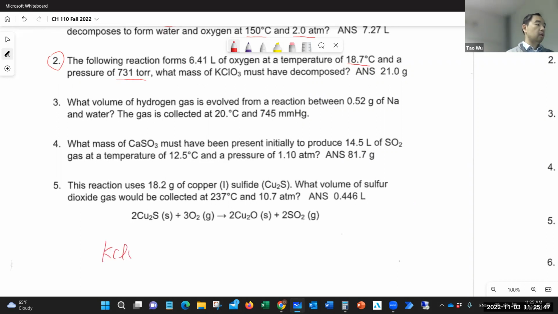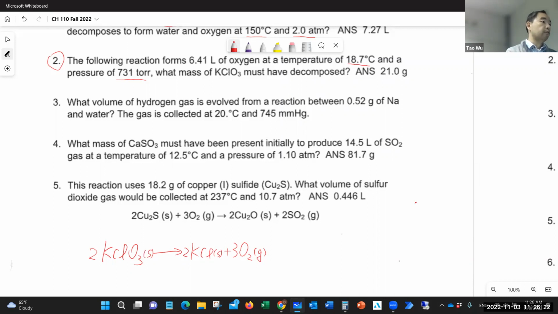We have the potassium chlorate, and the potassium chlorate is decomposed to form potassium chloride and oxygen gas. When you set up this equation, put a 2 over here, 2 over here, and 3 over here, and this equation is done. So it's balanced. Obviously, this equation says 2 moles of potassium chlorate will form 3 moles of oxygen.